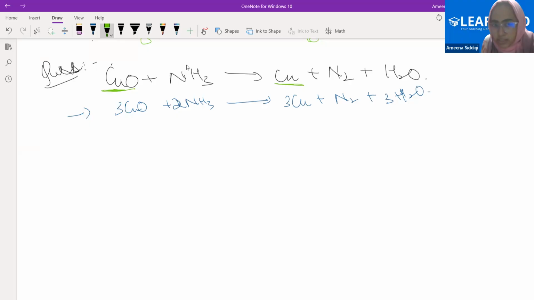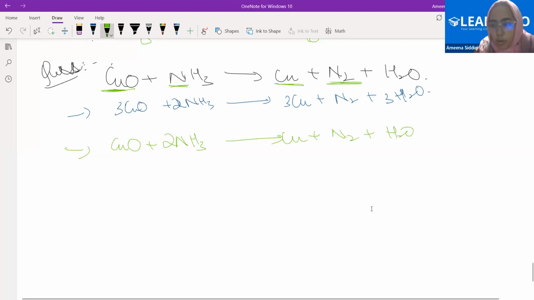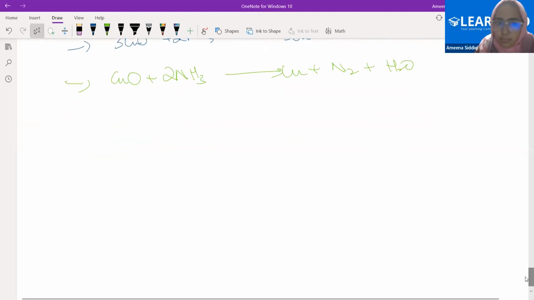Second, we need to move on to the nitrogen. How many nitrogens here on the reactant side, beta? 1. How many here on the product side? 2. What do we do? We added 2NH3, yes? Is this making any difference to the copper balance? Yes or no? No, ma'am. So we can just write it as CuO plus 2NH3. Very good. That gives you Cu plus N2 plus H2O. Coming on to oxygen, beta. How many oxygen atoms here? 1. How many here?